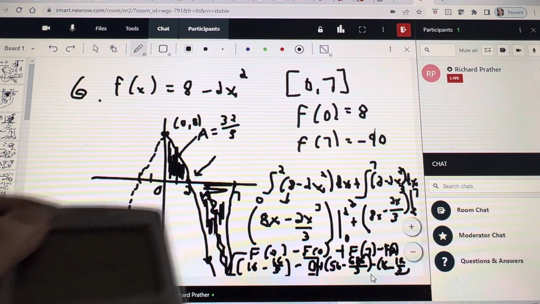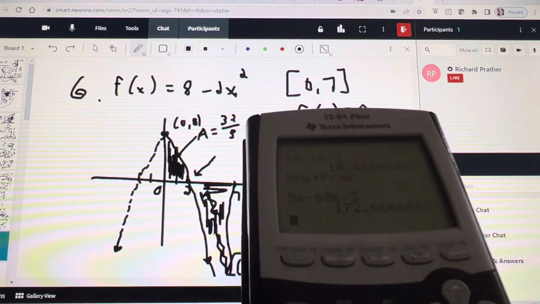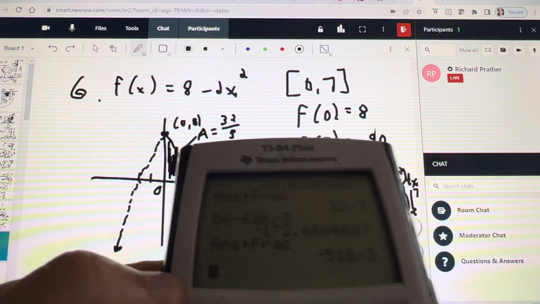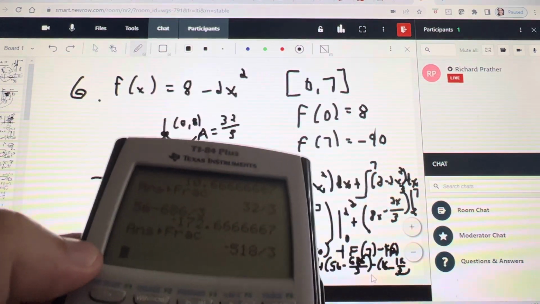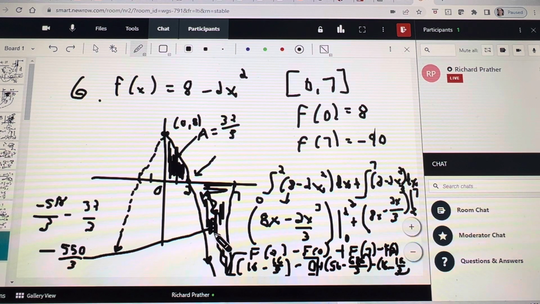56 minus 686 over 3. 56 minus 686 over 3. Math, enter, enter. That's negative 518 over 3. Minus, and now this is what we got already. This part's 32 over 3. And that part's positive 32 over 3. So it's not a double negative this time. That's negative 550 over 3. So this big area right there is negative 550 over 3.